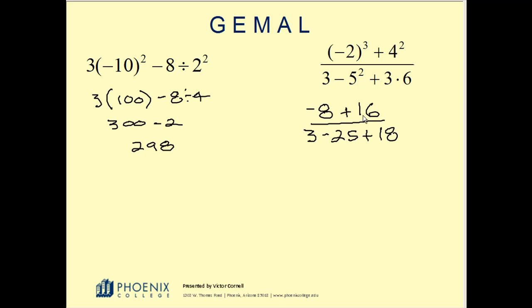And now we do the addition and subtraction. In the numerator, we have negative 8 plus 16, which is 8. Denominator, 3 minus 25 is minus 22, plus 18, which would be negative 4. And 8, now we can do the division. 8 divided by negative 4 would be negative 2.